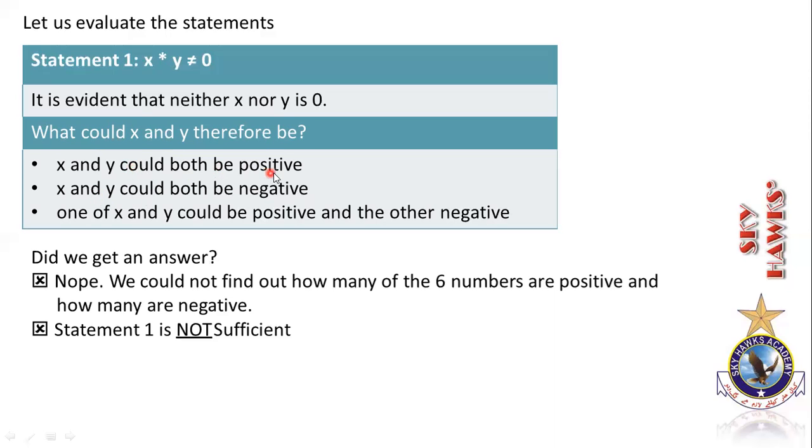The x and y both positive or both negative, or one is negative and one positive, all the conditions cannot be justified at the same time. So there is ambiguity about what is the clear-cut statement. So statement one is not sufficient.